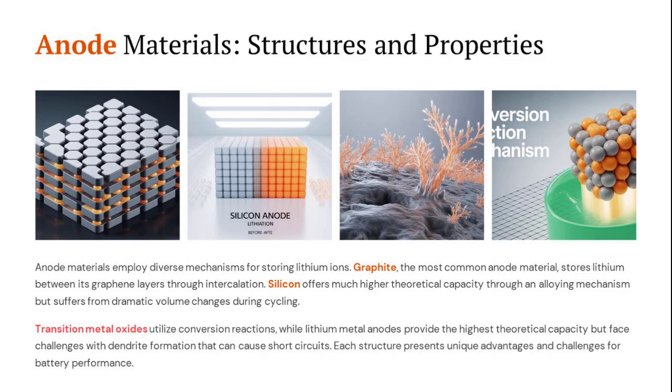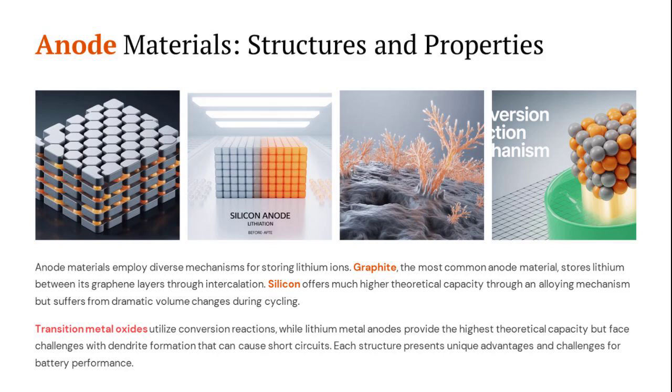Unlike graphite, silicon undergoes an alloying reaction with lithium, forming various Li-Si phases. This alloying mechanism allows for much higher lithium storage capacity but comes with a significant challenge: volume expansion of approximately 300% during lithiation. This massive volume change leads to particle pulverization, loss of electrical contact, and continuous electrolyte decomposition on freshly exposed surfaces. Strategies to address these issues include nanostructuring, composites with carbon, and specialized binder systems.